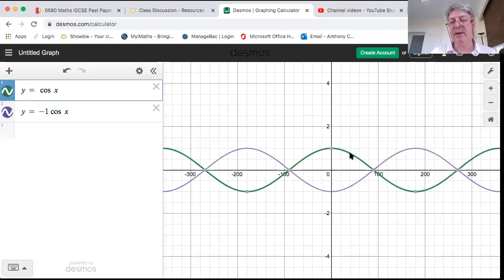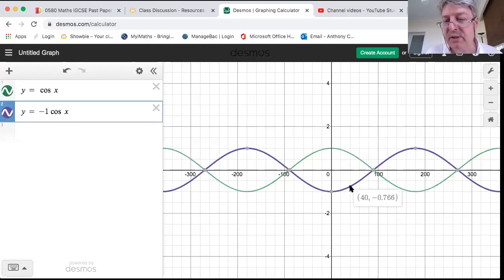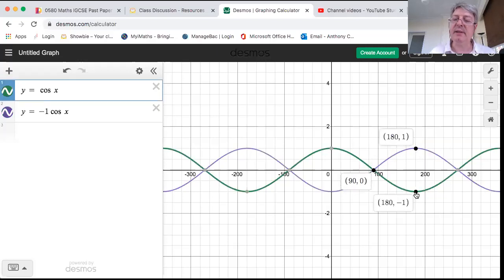This value here at 40 degrees is 0.766. If you go down this way and you get to the purple curve, it will be minus 0.766. So for the same angle, it's the same distance either side of the x-axis. Obviously, if you're already on the x-axis, that's where the mirror is and the point won't move. So clearly 180 will become 180 and 1 will be -1.